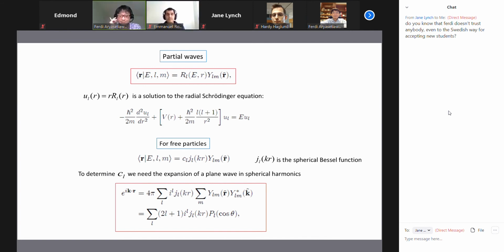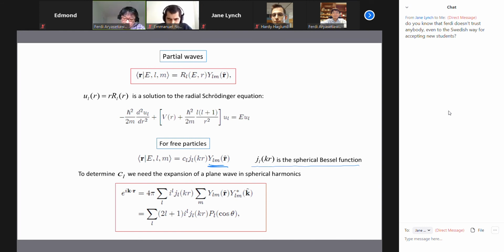So let's continue with the partial waves expansion. We have the solutions for the free particle case for each angular momentum component, and that is given by the product of the spherical Bessel function times the spherical harmonics.